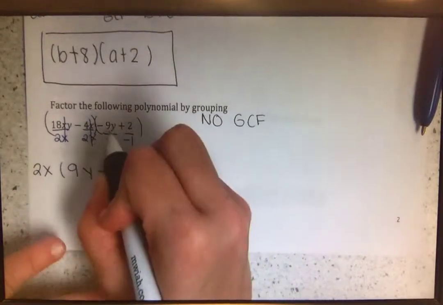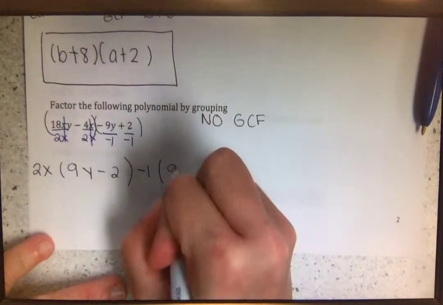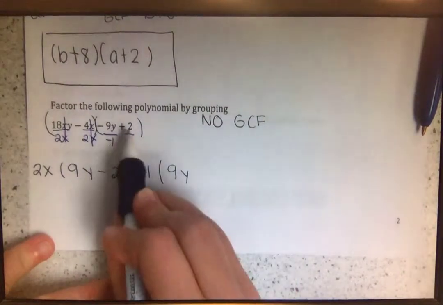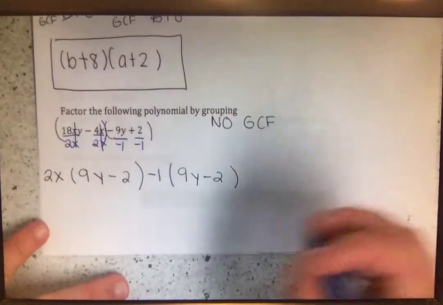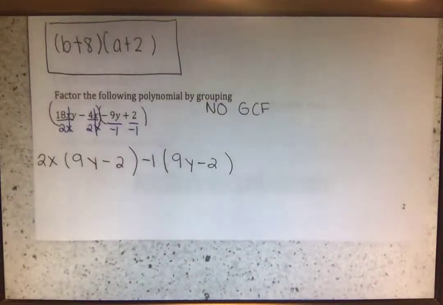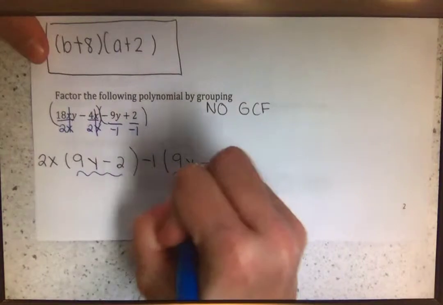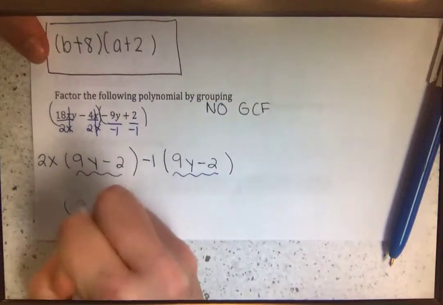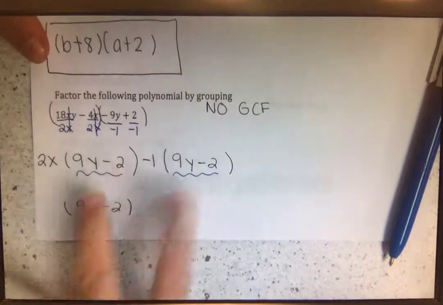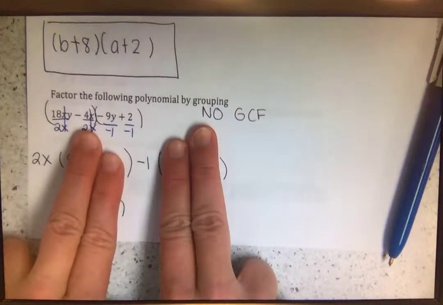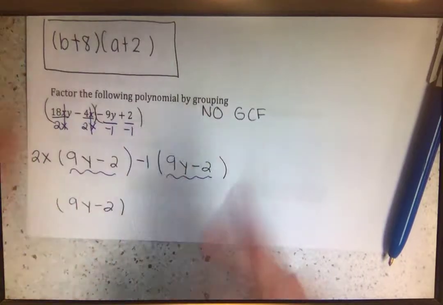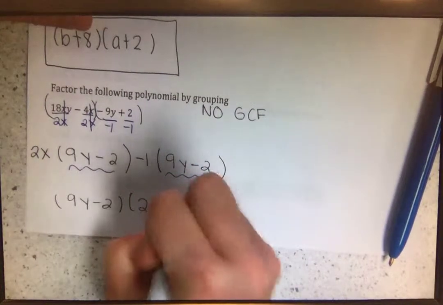So now I'm left over with negative 9 divided by negative 1 is positive 9y. Positive 2 divided by negative 1 is negative 2. So now we're left over with 2x times 9y minus 2 minus 1 times 9y minus 2. I know we did it right because they are both 9y minus 2. They have that in common. Taking out that GCF of 9y minus 2, we are left over with our other factor of 2x minus 1.